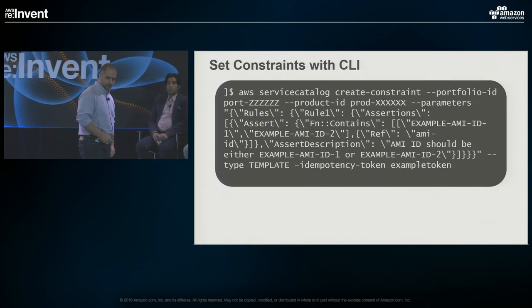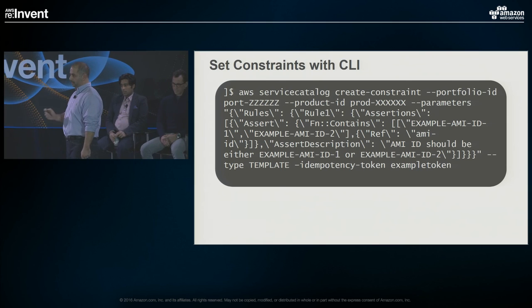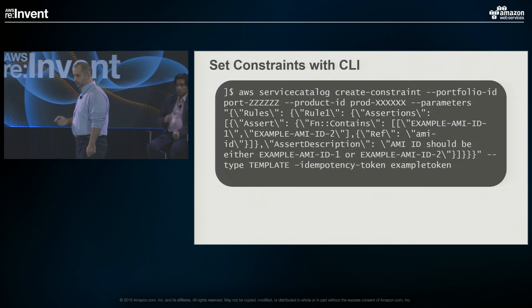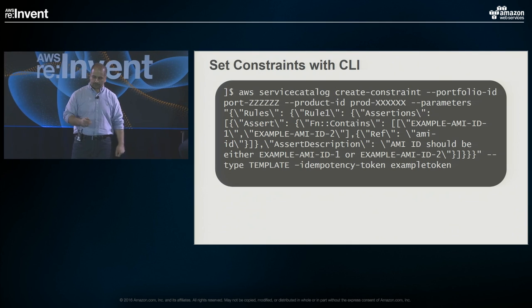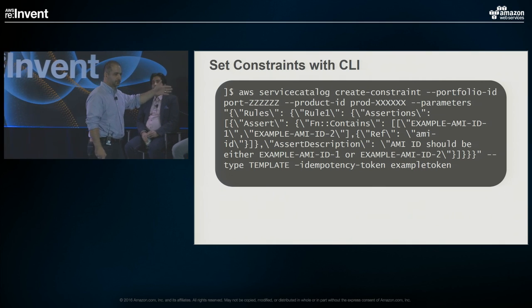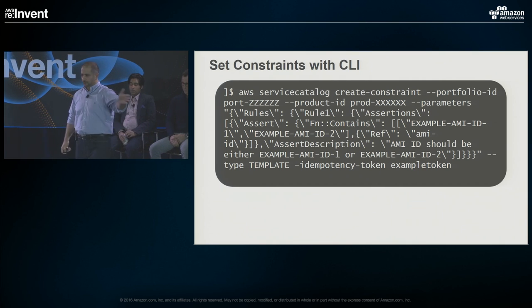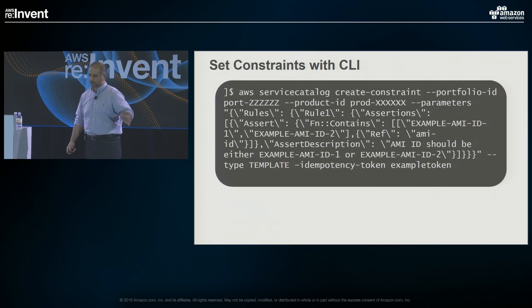So here's an example. We just released the admin API a couple of weeks ago. Now you can actually automate the way you create your constraints. So let's say from a Service Catalog point of view, I want to limit people to two AMIs. This is an example of limiting somebody to two specific AMIs on a template. Before this, you couldn't do this. You had to do it manually. You had to go through the console and do it. Now you can do it through the API.